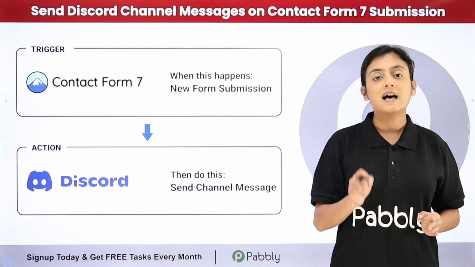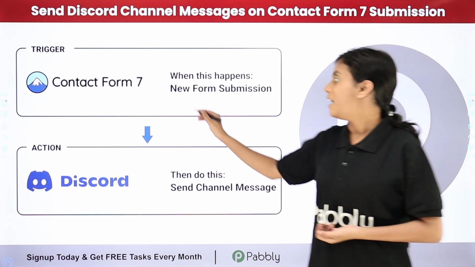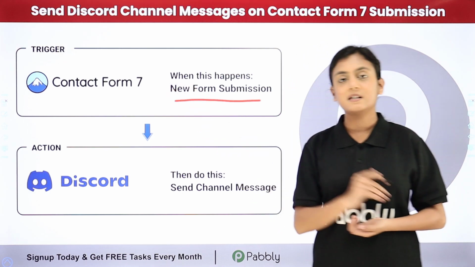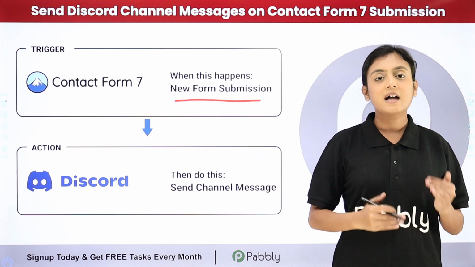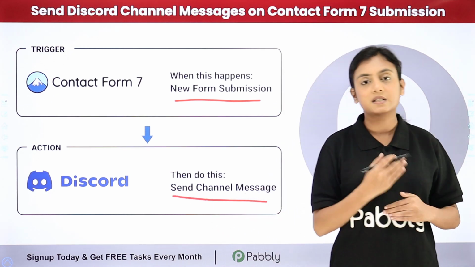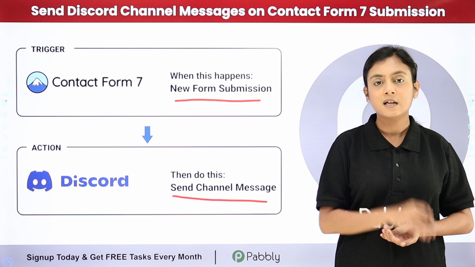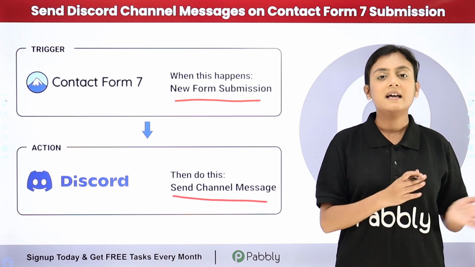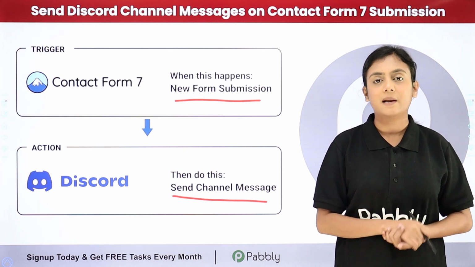I want that as soon as a new form submission is done by any of the participants using Contact Form 7, I notify my team on the Discord channel that I've created that a new registration has been done in an event, with the participant details. Now doing this manually is very time consuming.